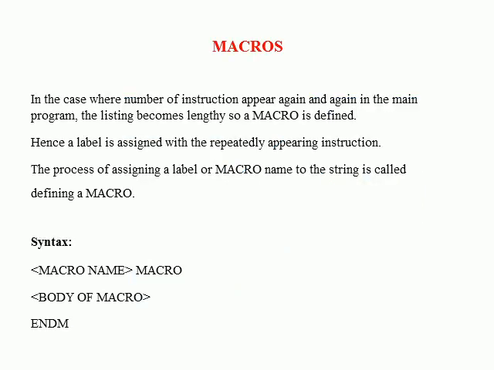Consider that a number of instructions appear again and again in the main program; then the program becomes lengthy. That's why we use a macro for this. We have to define a macro for this. A macro is used to assign all these instructions which appear repeatedly in the program. The syntax of a macro is, first, the macro name.